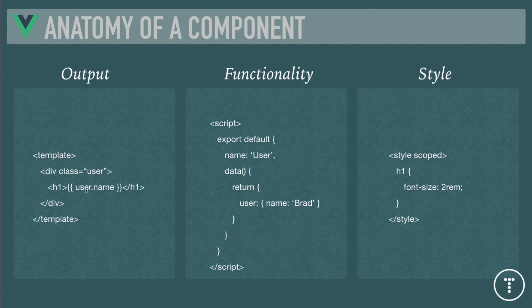And you can see this right here, this user.name. This is using interpolation so that we can output dynamic content. In the script tag here, you'll see we're just exporting a default object with a name, so the component name, which is user, and then it has data, a data method, which returns basically the state for your component. In this case, we have a user with the name of Brad, and we're actually outputting that in the template here.